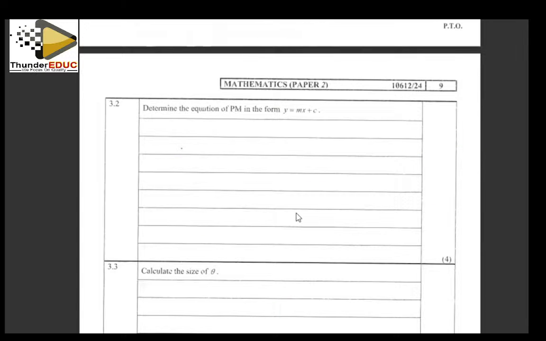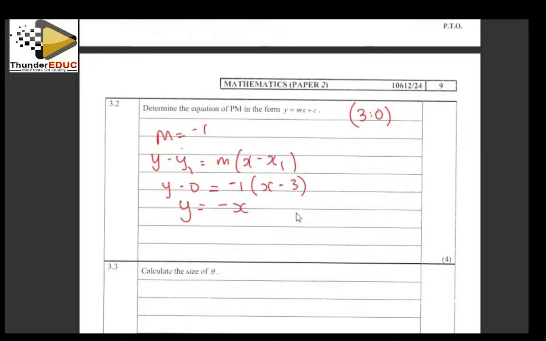So if the gradient is negative 1, we can use the point (3, 0) and say y minus y1 is equal to m into x minus x1. Substitute into that formula. y minus 0 is equal to negative 1 into x minus 3. So y becomes negative x, and negative times negative 3 gives us a positive 3. So y equals negative x plus 3 becomes the equation of PM. And then they want us to get the size of theta.